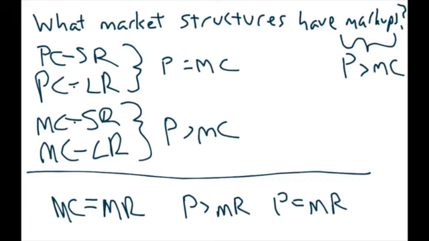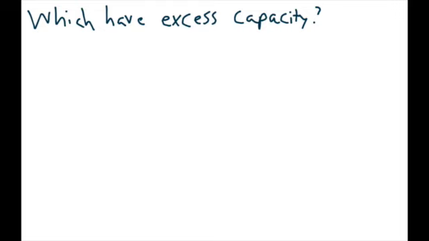So now we can see that the 2 types of monopolistic competition have markups and perfect competition does not. Which have excess capacity? Remember, excess capacity is MC less than ATC, so you're still pulling that average total cost curve down. I'm going to leave this one as an exercise for you. Just write out the conditions that apply for each, and I'll give the answer away. Only monopolistic competition is guaranteed to have excess capacity.